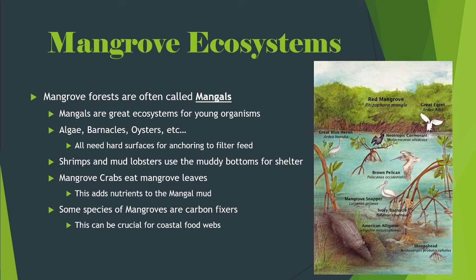Mangrove ecosystems are incredibly dense and they are typically called mangles. Again, they're great for young organisms as well as anchoring organisms that filter feed. Shrimp and mud lobsters can be found on the muddy bottoms of where mangrove trees grow. And this ecosystem also does filter into itself. For example, these mangrove crabs eat mangrove leaves, which in turn adds nutrients to the mud. And then some species of mangroves are actually carbon fixers, which are super important for coastal food webs. And as you can see with this image here, there's all sorts of birds, as well as alligators and fish and barnacles that love mangroves.